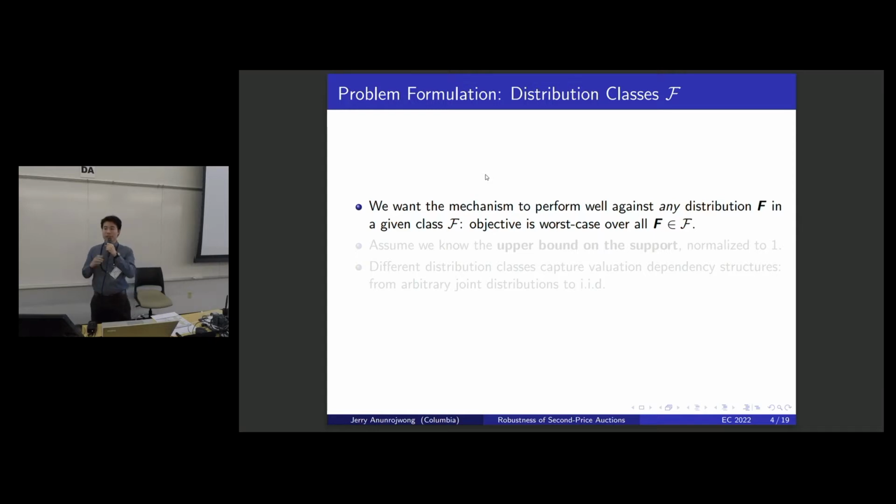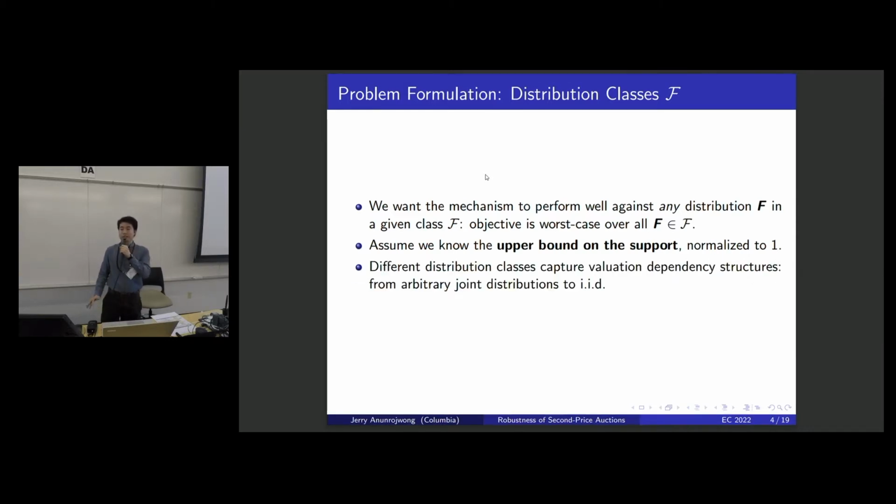Now we focus on the distribution classes, F. We want the mechanism to perform well against any distribution F in a given class, and so the objective is worst case over all such distributions. We assume that we know the upper bound of the support, which we can, without loss of generality, normalize to 1. And we consider different dependency structures from arbitrary joint distributions to IID.